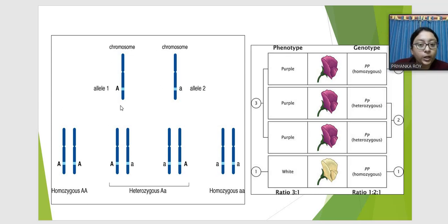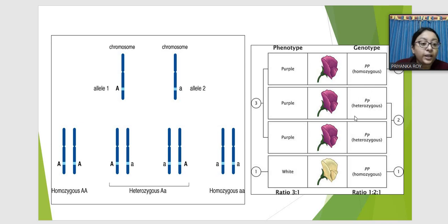So one chromosome with this allele capital A, and the other chromosome with small a. These two are homozygous, capital A. This is heterozygous, capital A, small a, and this is homozygous, small a, small a. So now coming to the phenotype and genotype, if it is homozygous, then it will obviously show this purple color.